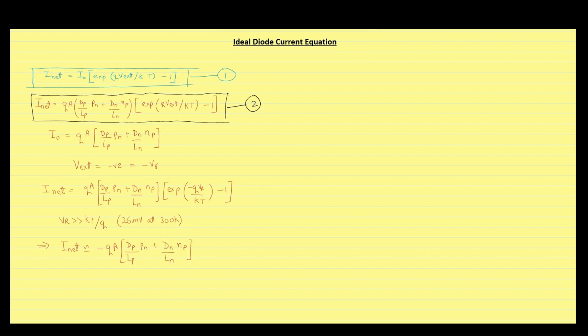and we just found that this expression is actually equal to I0. Therefore, for high reverse bias voltage, net current across the depletion region is equal to minus I0, and for the same reason, I0 is given the name reverse saturation current. Therefore, I0 is actually the maximum theoretical value which can flow through the PN junction when the junction is reverse biased. This lecture is very important.